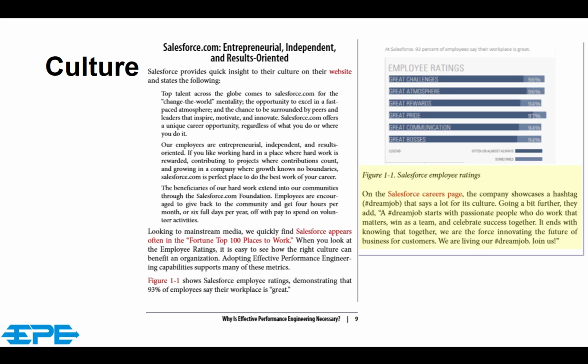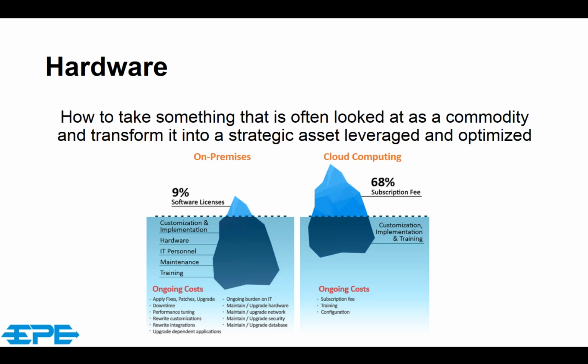One that I always like to highlight is that of Salesforce. This is another excerpt from the book, and you can see in the upper right corner of this slide that it is right on their website. This was an employee survey that they had done, and it basically came up with, at Salesforce, 93% of the employees say that their workplace is great. They even use the hashtag dream job as another way of sharing all of these passionate people that work there, focusing on what matters, winning as a team, and celebrating their successes. As you think about that culture, being performance focused and thinking about that throughout the organization, I love this example from Salesforce, how they really embrace all of that in their culture, and you can see the results from this employee rating and study.